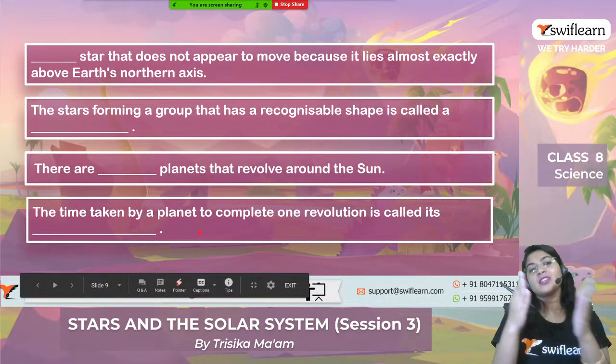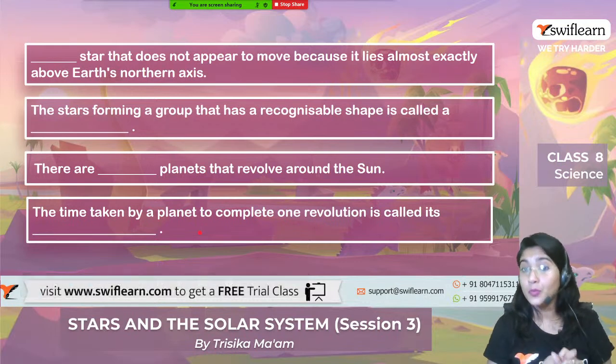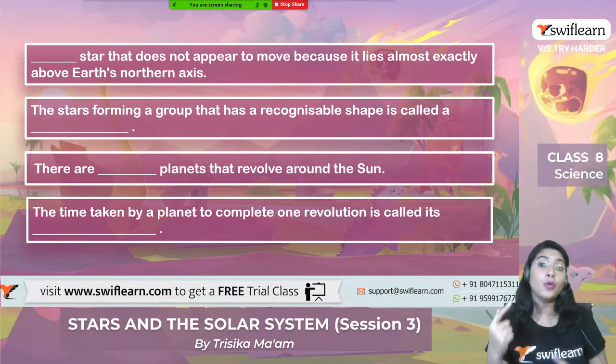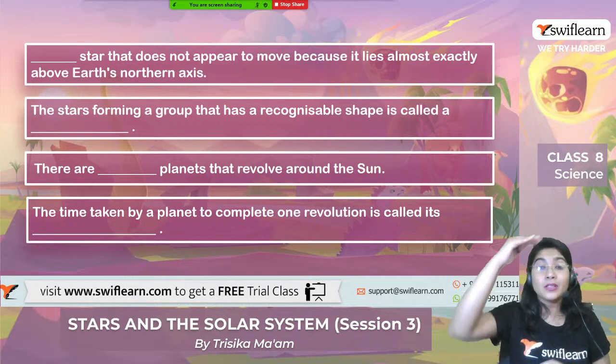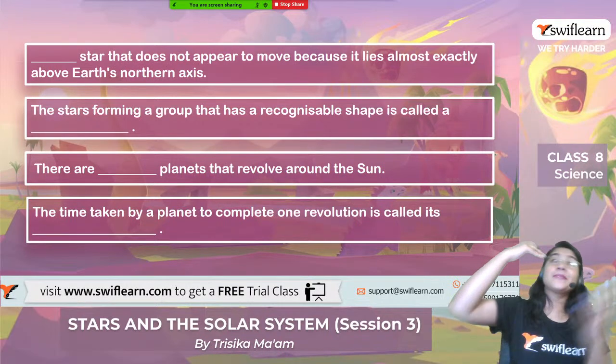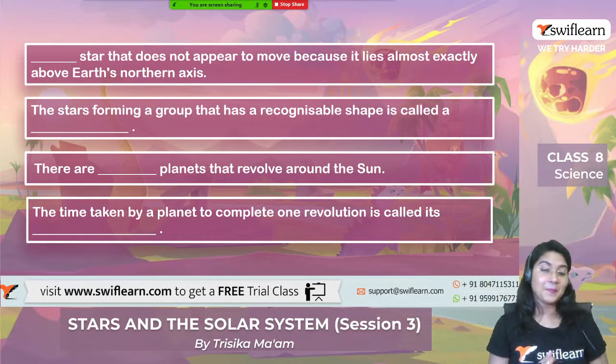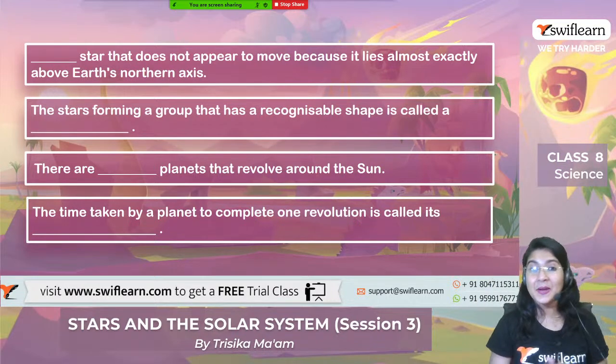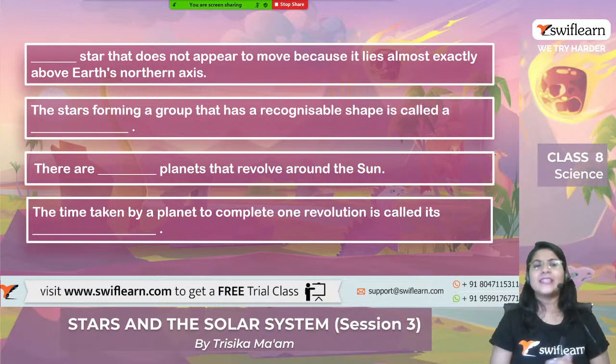So, dash star that does not appear to move because it lies almost exactly above the Earth's northern axis, or we can say just above the North Pole, we can see this star. Can you tell me the name of that star? Let me give you some time. You just type it in the chat box and let me repeat the next question for you.